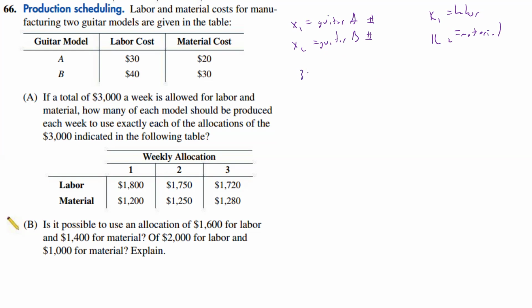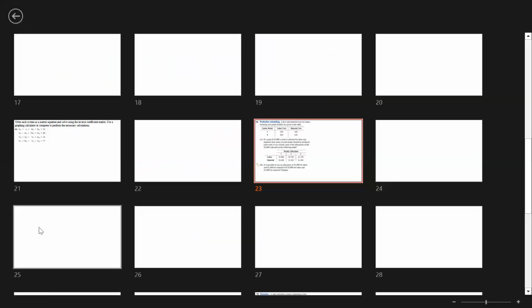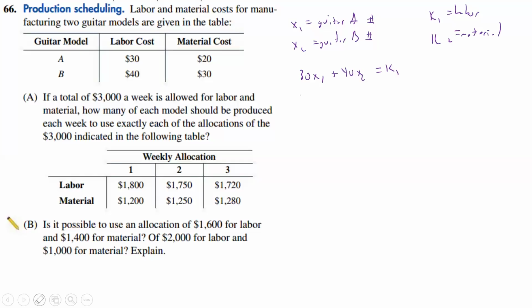And so it's going to be 30x1 plus 40x2 is equal to K1. And 20x1 plus 30x2 equals K2. Okay, and so again, we're just using what we have. So labor is 30 and 40, and we want that to be labor costs. And then we had 20 and 30, and that was going to be our material costs.